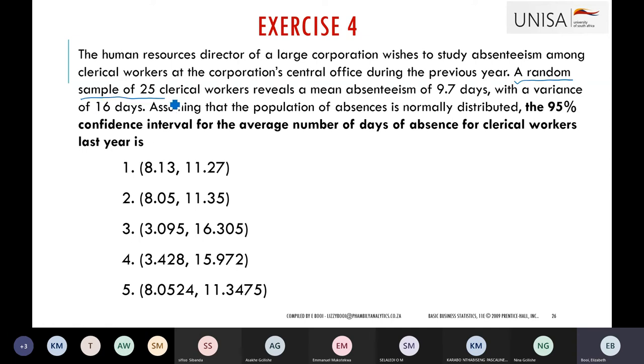A random sample of clerical workers reveals a mean of 9.7 days with a variance of 16 days. Because the variance is in the same sentence as the sample, we can assume this is the sample variance, which is S squared. We need to find our S by taking the square root of S squared. So we take the square root of 16, which equals 4. And since the population standard deviation is not given, we're going to use x bar plus or minus the critical value t alpha divided by 2 with the degrees of freedom, times s divided by the square root of n.